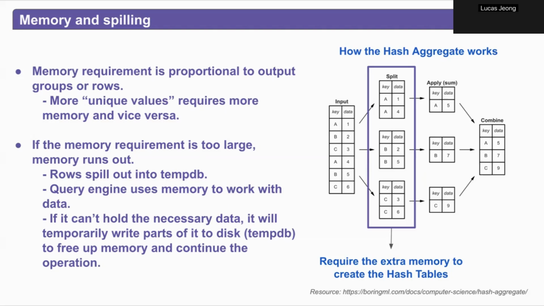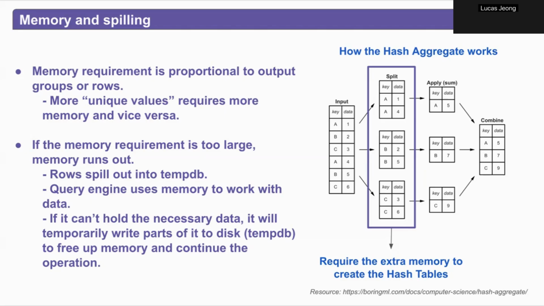And the reason why this is important is because in the query plan, a stream and a hash aggregate may appear the same. The latter is much more cost intensive due to the memory requirement, which is actually proportional to the number and size of the output groups or rows.